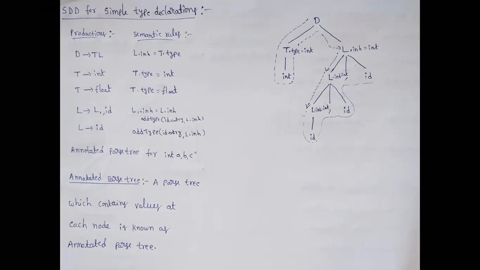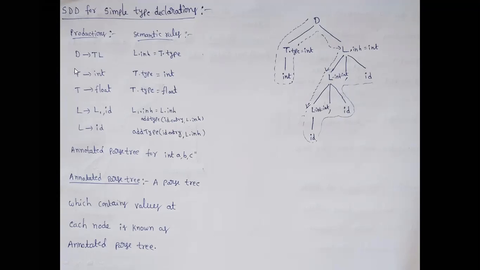Okay, so here we are constructing the parse tree for the given productions. So what is the first production? The production is D produces T L. So we are considering the first production to construct the parse tree. So D produces T L. Then what is the input string? Int a comma b comma c. So T L.